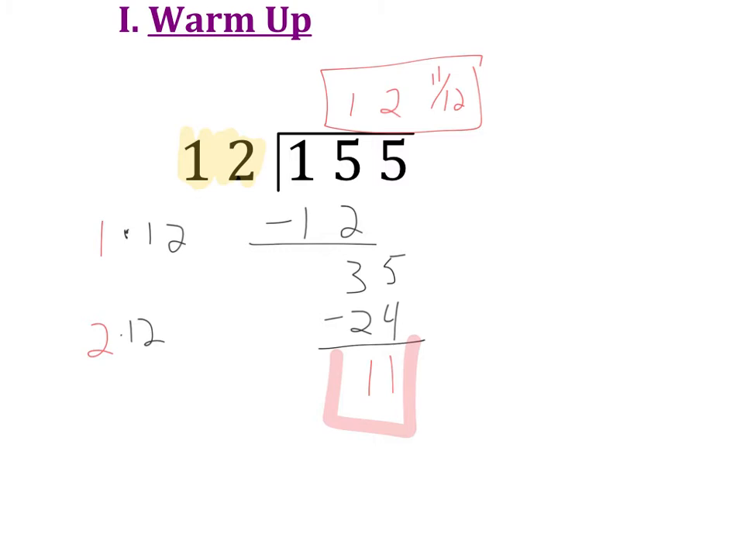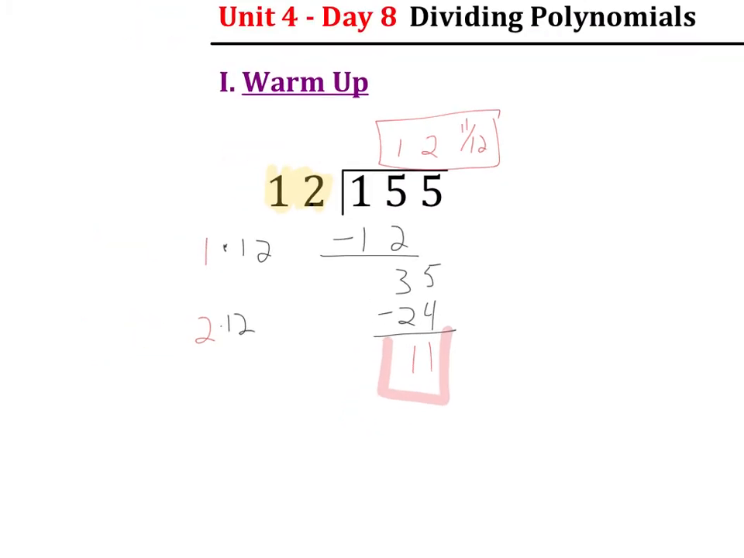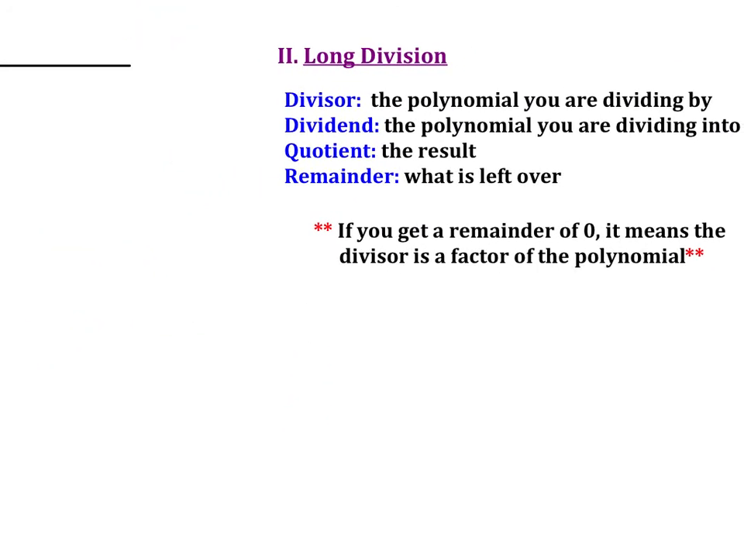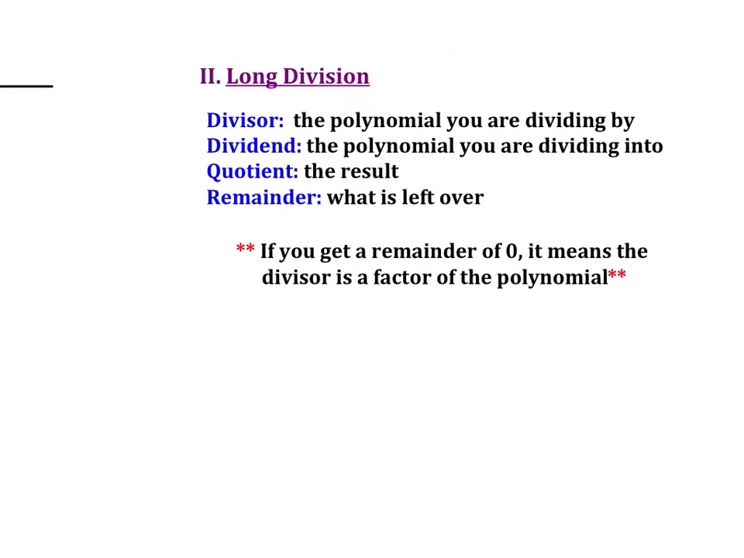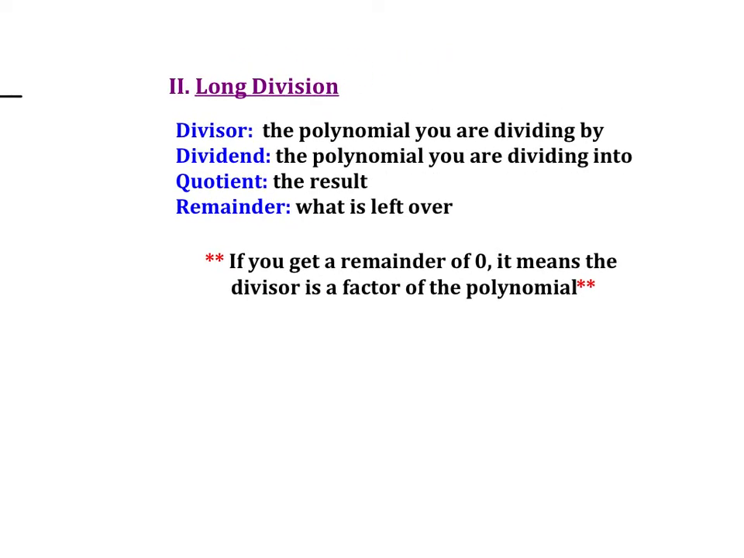Okay? So what we're going to do is we're going to apply that to polynomials. And when we do this, there is a little bit of vocab. So we have a divisor, a dividend, a quotient, and the remainder. The divisor is what we're dividing by. The dividend is what we're dividing into. The quotient is your solution, your answer. And the remainder is whatever is left over.